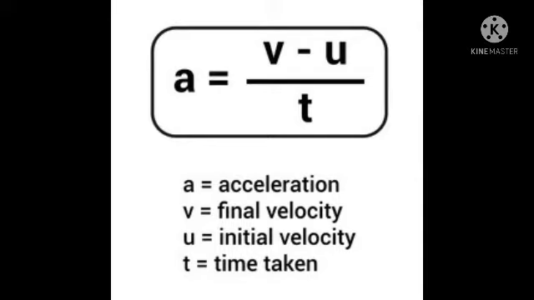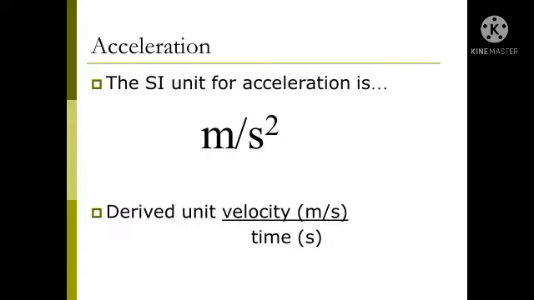It is given by the formula a = (v - u) / t, where v is the final velocity, u is the initial velocity and t denotes time. The SI unit of acceleration is meter per second squared.